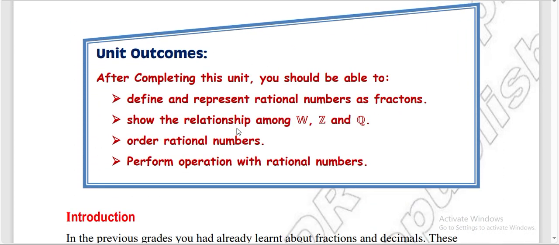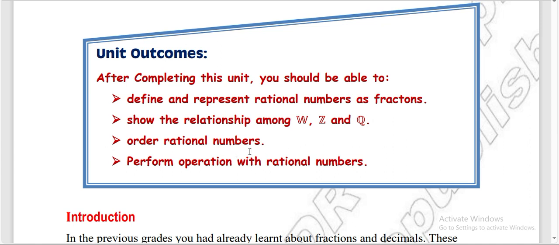Students, as mentioned in the outline, after completing this chapter or this unit, students should be able to define and represent rational numbers. You should give the definitions of rational numbers. Second, show the relationship among whole numbers, integers, and rational numbers.